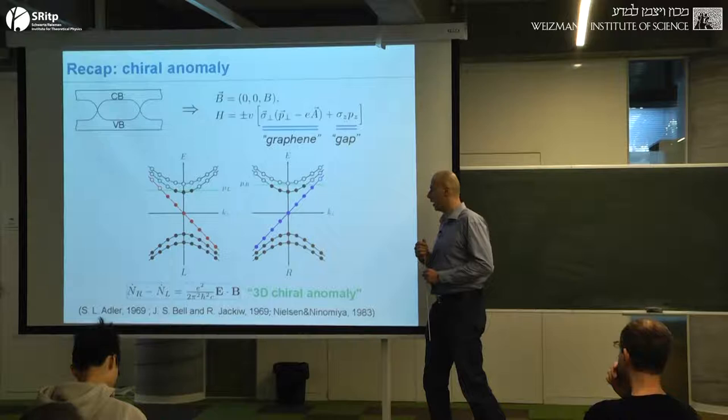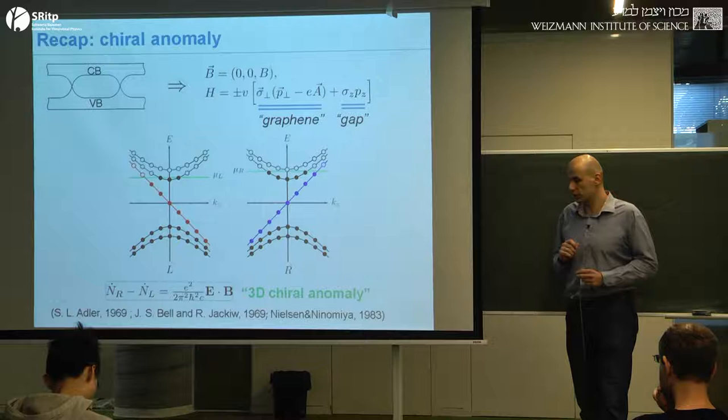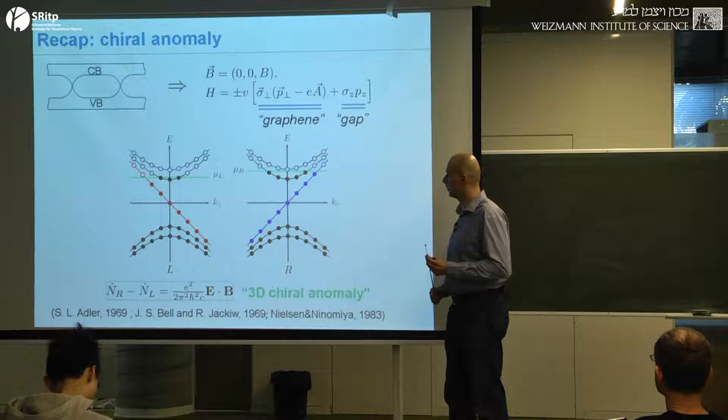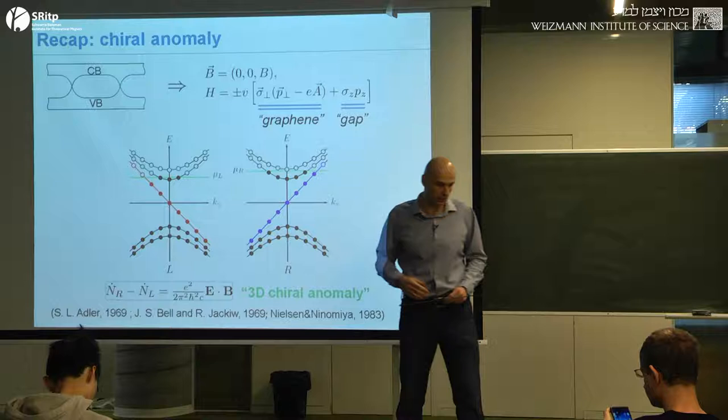So if you recall, the chiral anomaly referred to the situation where the conservation of individual chiral species numbers was broken by electromagnetic fields. In particular, for the simplistic case of two Weyl nodes, we argued that in the presence of parallel electric and magnetic fields, there will be spectral flow from one valley to another, which brings the electrons with it. Okay, so there was a pushing of charge from one valley to another.